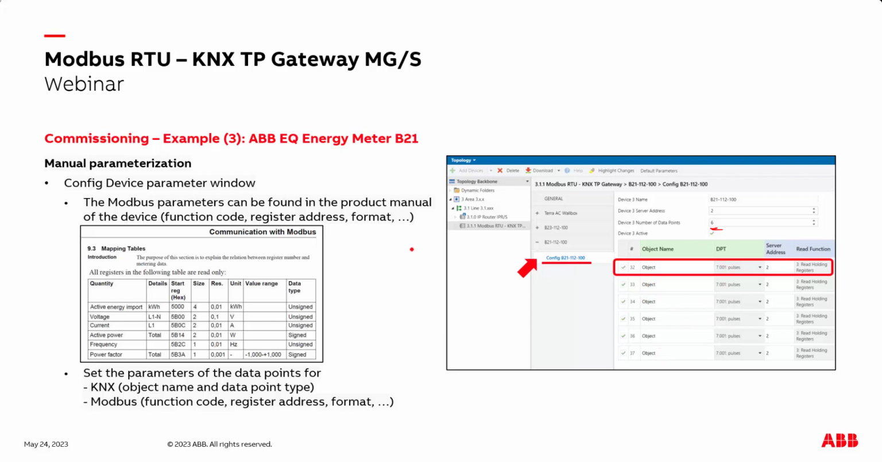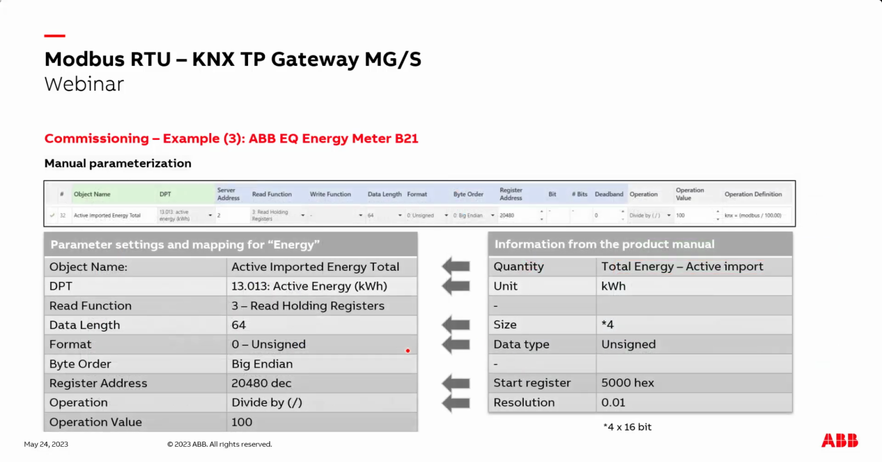So then I need again the product manual of my meter to know on which register address I have my voltage, my current, and the resolution. This is very important. So then I set here, for example, manually the object name. So I write here active energy. The next one is my voltage. The next one is the current. And I set here also the data point types according to KNX. It's, for example, a voltage or a current. Good.